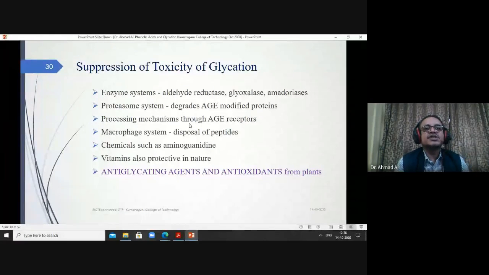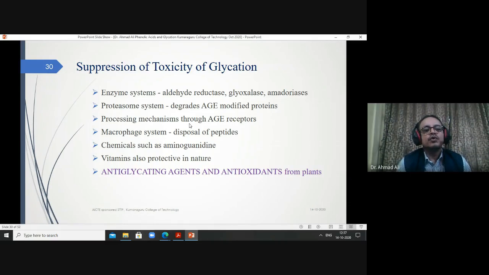So what are the systems which take care of glycation products in the body? We have enzyme systems like aldehyde reductase, glyoxalase, amadoriases. We have proteasome systems which degrade AGE-modified proteins. We have a specific receptor known as RAGE that also takes care of AGEs. We have the macrophage system where the peptides are disposed of. Some drugs have been developed. One of them is aminoguanidine, although it has shown its own harmful effect.